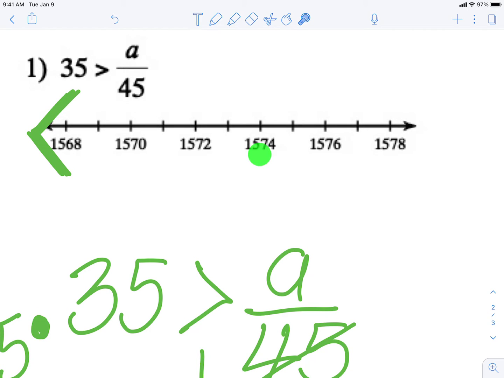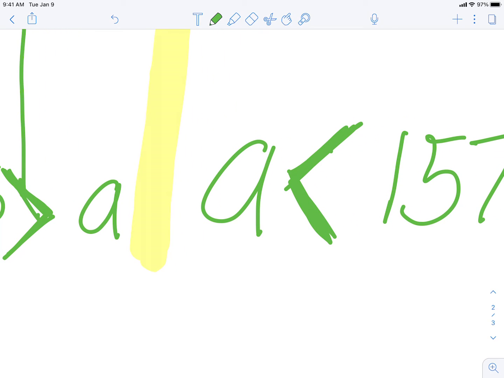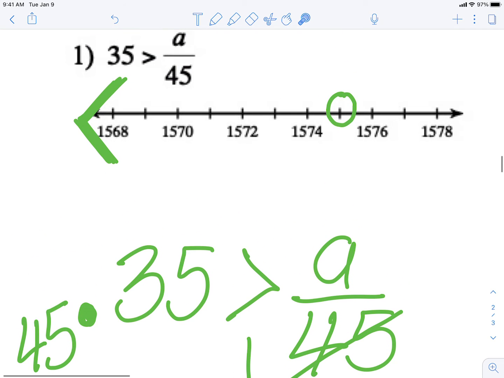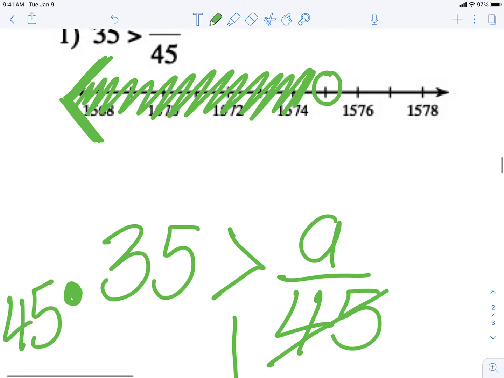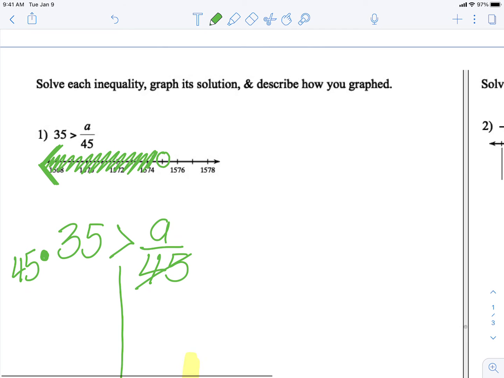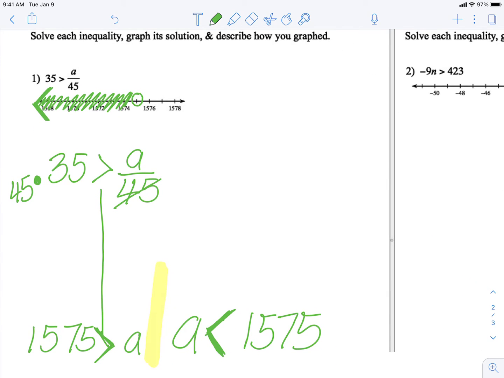So let's find 1575. Well, I have 1574 and I have 1576. That means that 1575 is in the middle right here. So I know it's going to be an open circle, right? Let me double check. Yeah, I don't have an equal sign here. I don't have it. And I know I'm going to the left, excuse me. Shade to the left. And there we go. Look at that. That's one of the examples.